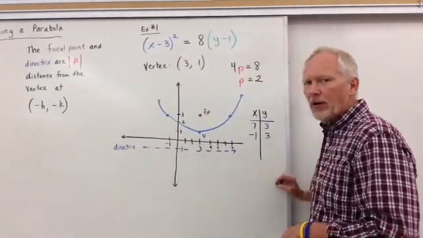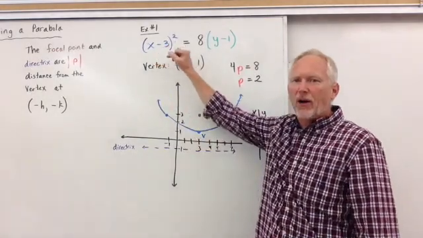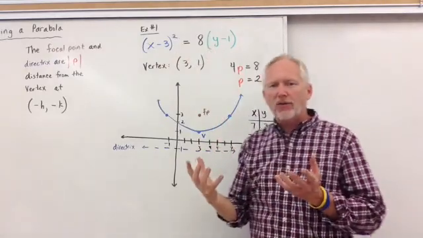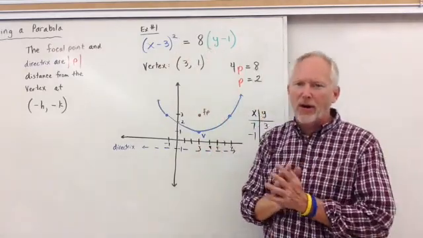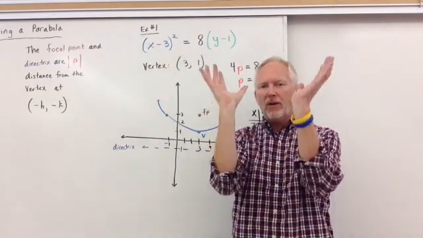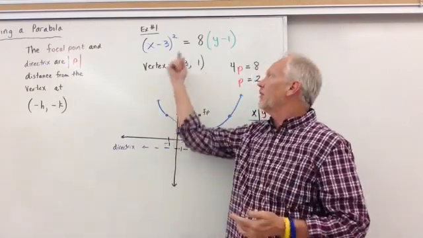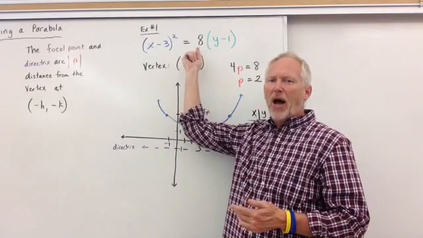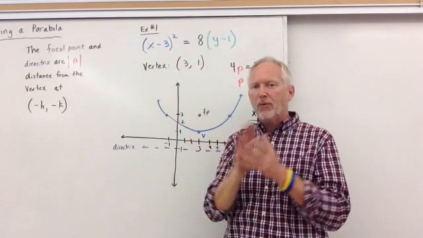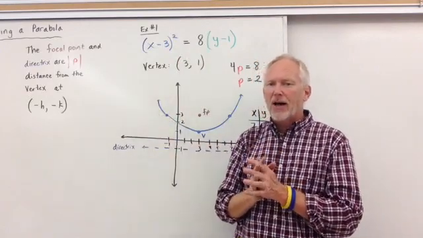Example number 1. We can see that we've got (x minus 3) squared is equal to 8(y minus 1). The first thing we have to do is diagnose what's going on. We see that the x is squared, so we're going to be opening in the up position, or maybe in the down position. Next, we have to look at this number here. Is it positive or negative? We notice it's positive, so we're going to be pointing up. Just as we stated before, that p value is going to be positive.